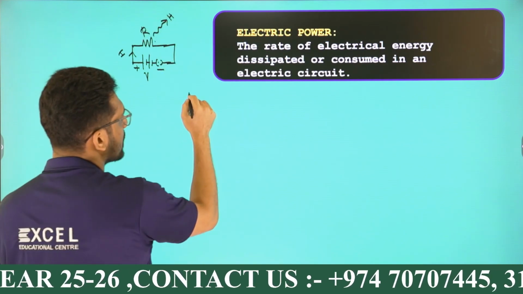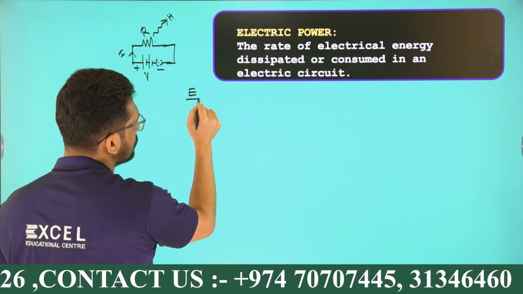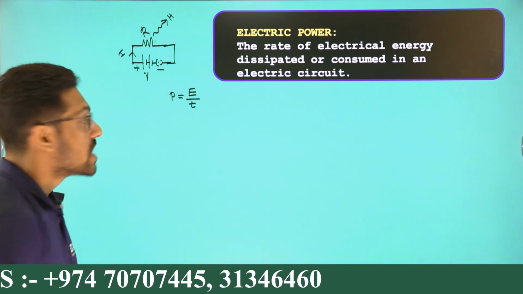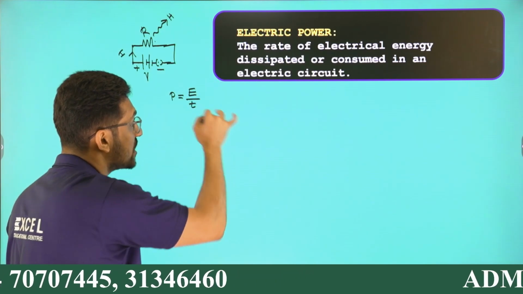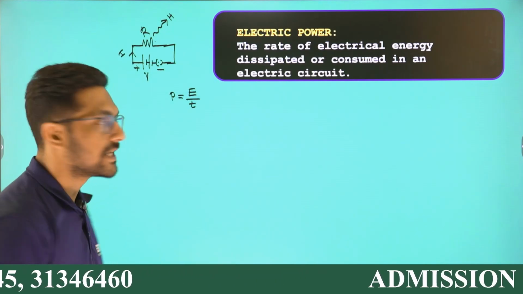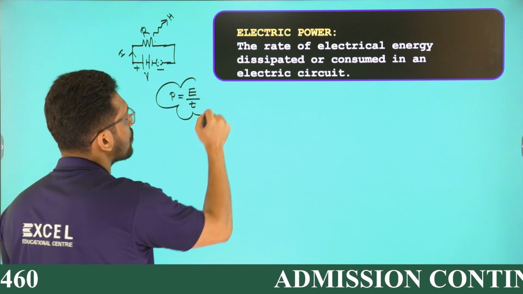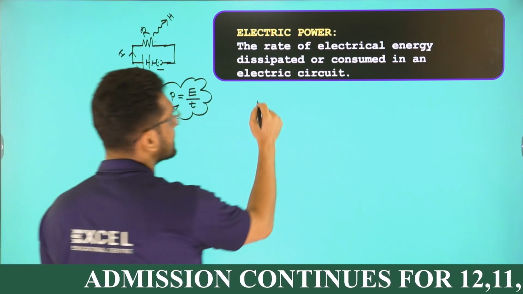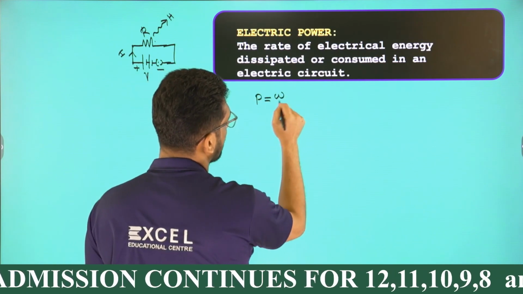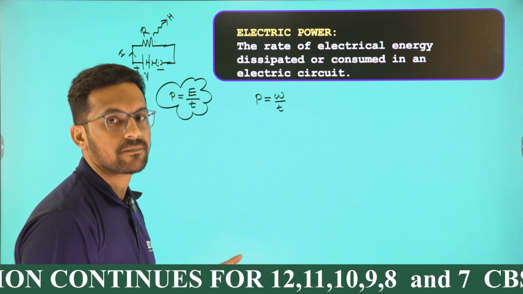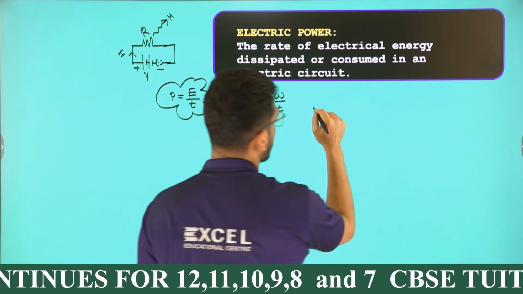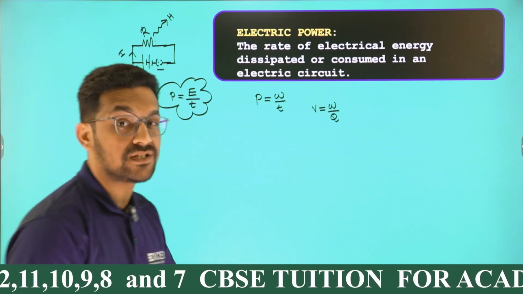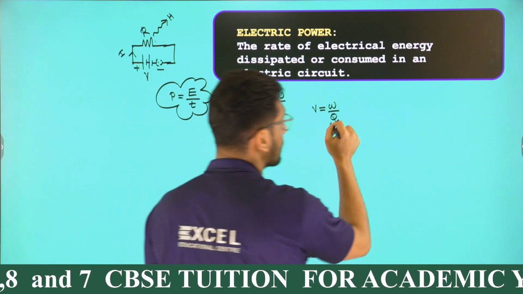So the rate of energy consumed is called power. What is that? The energy consumed per unit time, that is power. This is the first equation of power. That means there will be different equations for power. What is the general equation for power? Power can be written as work divided by time. That is the general equation for power. We have the equation for voltage. Voltage is equal to work divided by charge. We have seen this in the previous video.